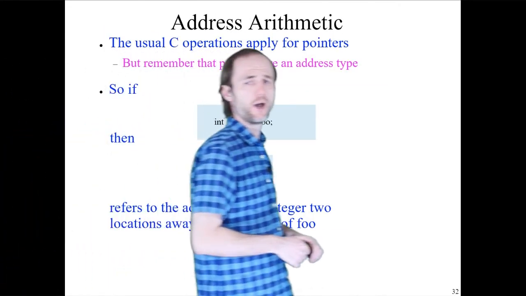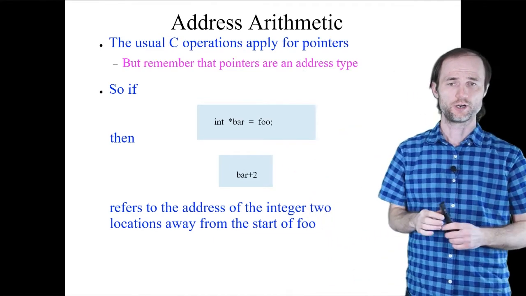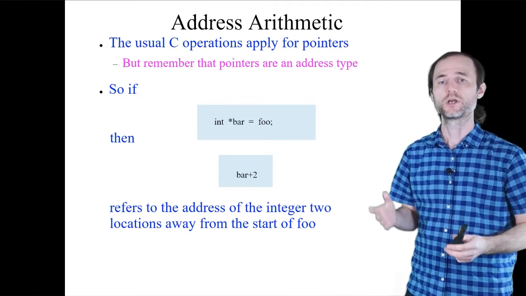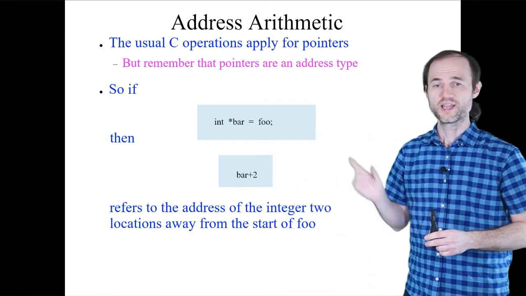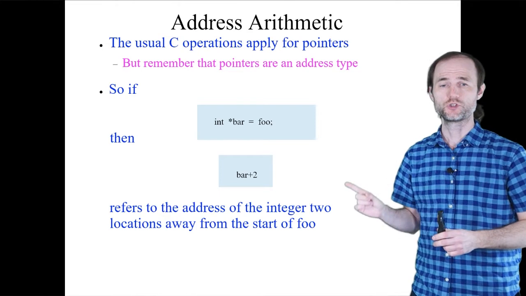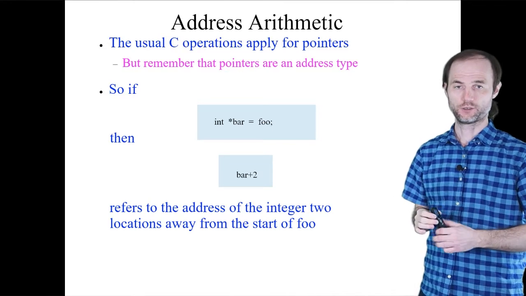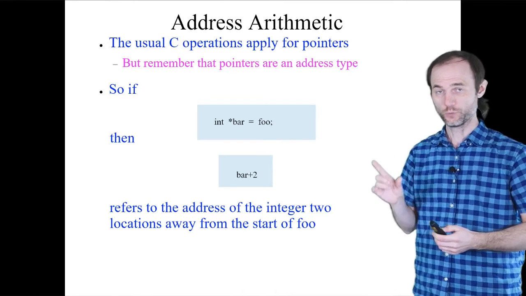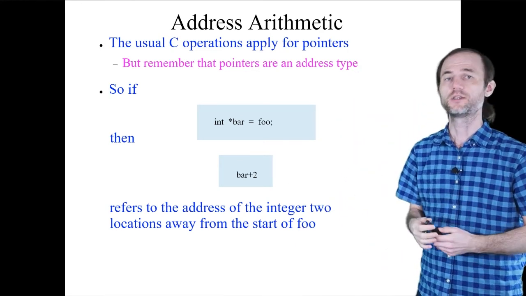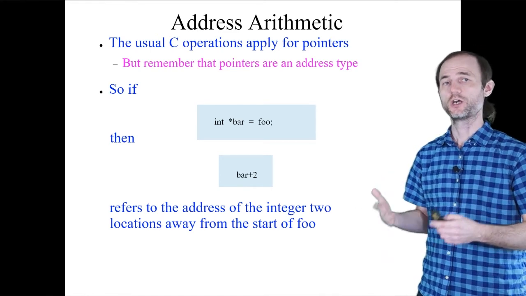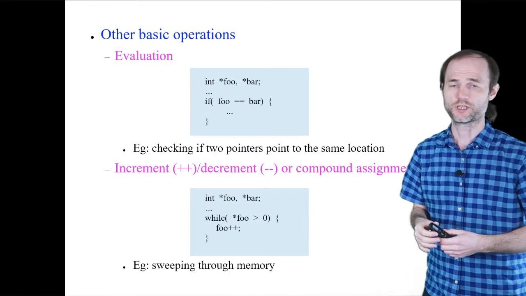So the usual C operations apply for pointers, but the pointers are of a weird address type. If you assign bar equal to foo, then bar plus 2 will refer to the address of an integer that is 2 locations away from the beginning of the foo array. Not 2 bytes away, 2 integers away. That is precisely why we need the addresses to have types, specific to the type of variable to which the pointers point. So what are the other operations that you can perform on pointers?